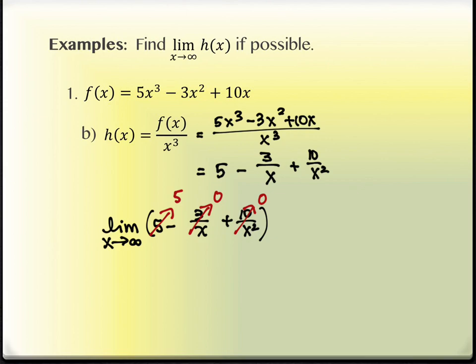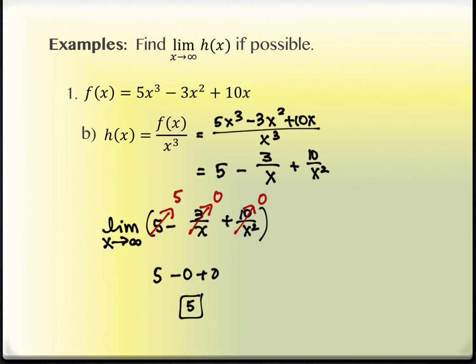Those last two are in the form of our theorem that we have, right? 3 over x, 10 over x squared. They're a constant over x to a positive power. The first piece is just a constant, so it does not change. So the whole limit, as David said, is 5 minus 0 plus 0, which is 5. What I'm dividing by between part A and part B really mattered. It mattered what that value was. It changed the outcome drastically.